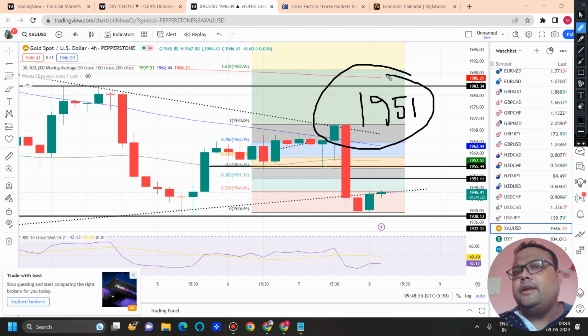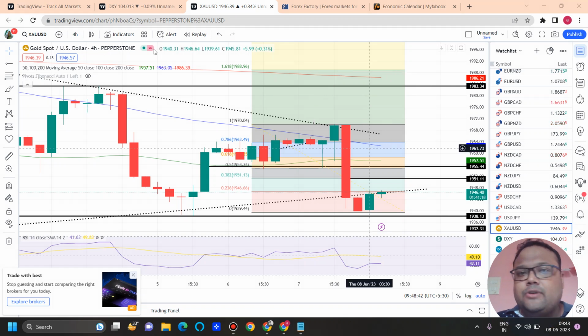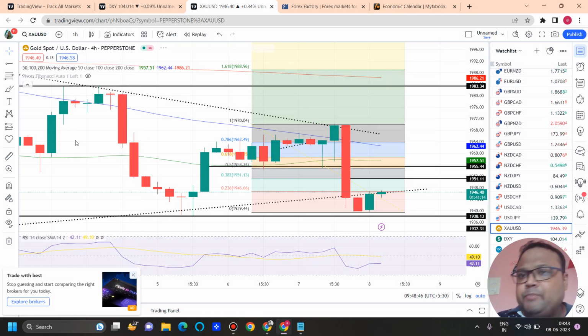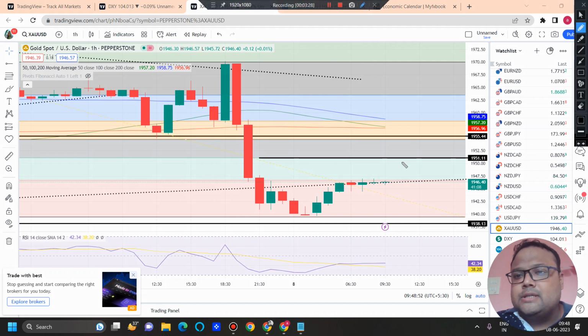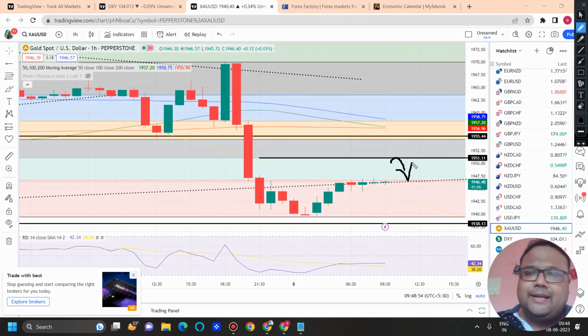So if the volatility remains like this, you can expect 1951 to work as resistance. If you see the market struggling around the 1950, 1952 level, it means that the market is facing some selling pressure. This is the 1 hour time frame. So you can look for a sell around this area. At least you can expect a profit of 30 pips, if the market reverses from the 1951 level.